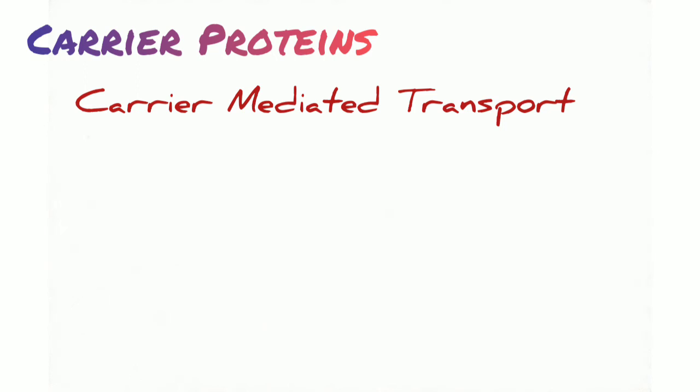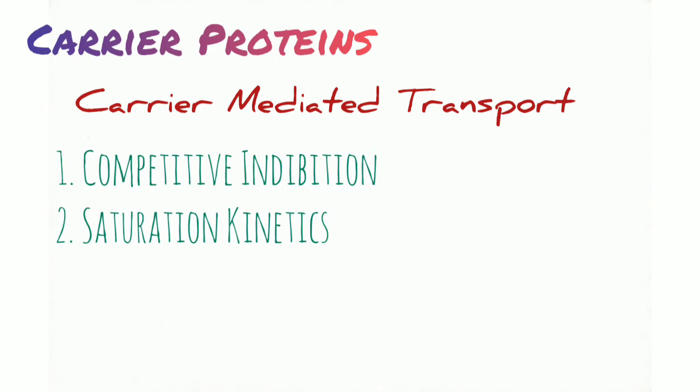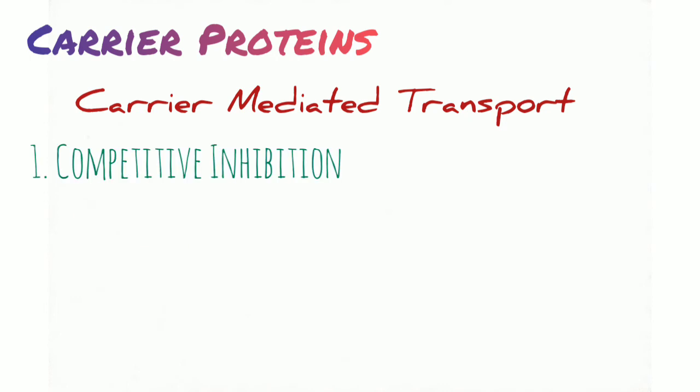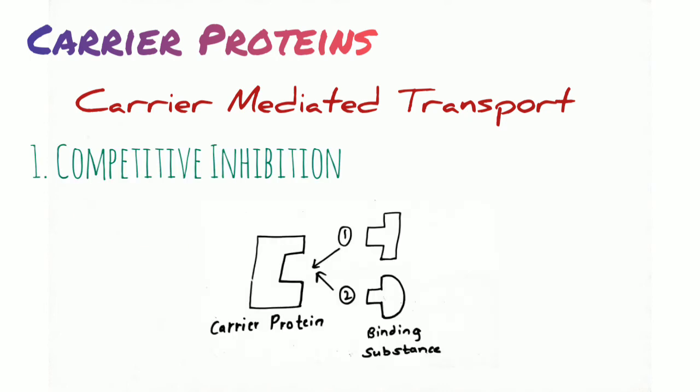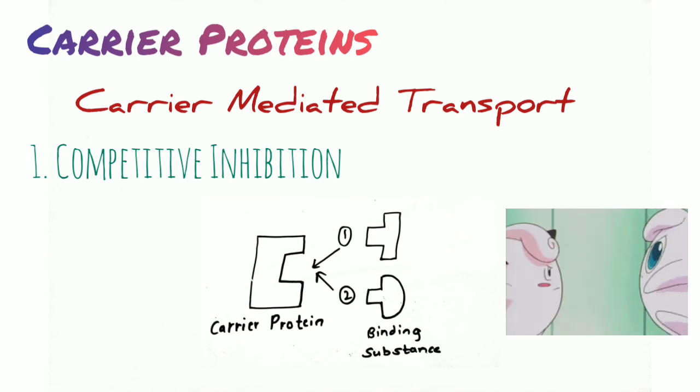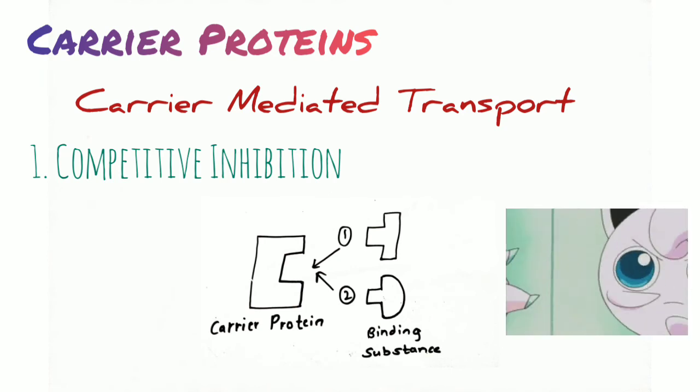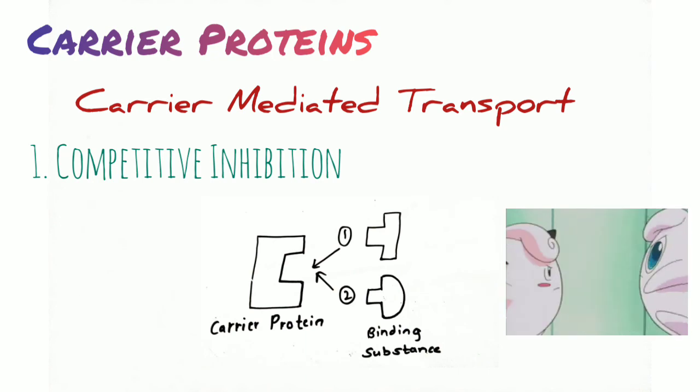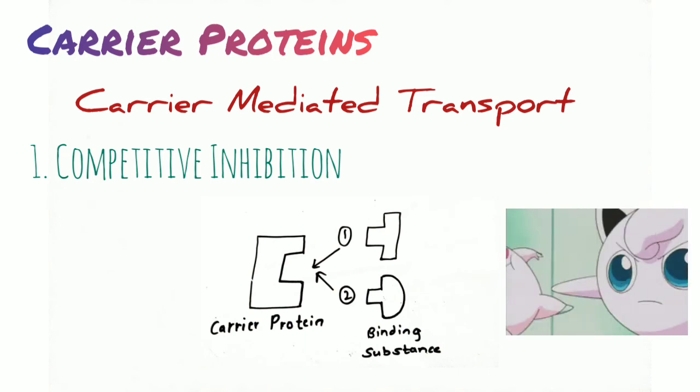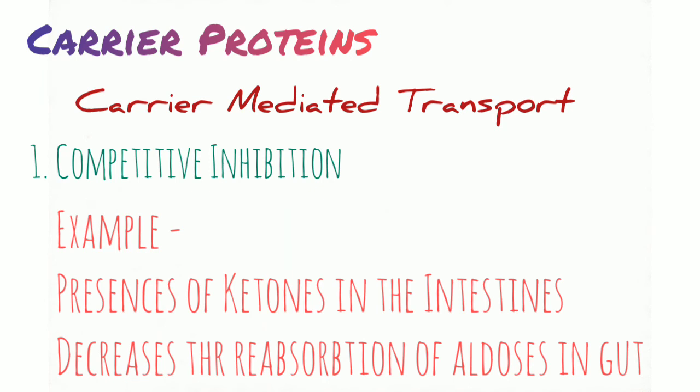Carrier mediated transport exhibits two important properties. One, competitive inhibition, and second, saturation kinetics. First, competitive inhibition. When two different types of molecules with similar structure are present, they compete for the same carrier protein for their transport. This results in competitive inhibition. Example, presence of ketones in intestinal content decreases the reabsorption of aldose by the gut.